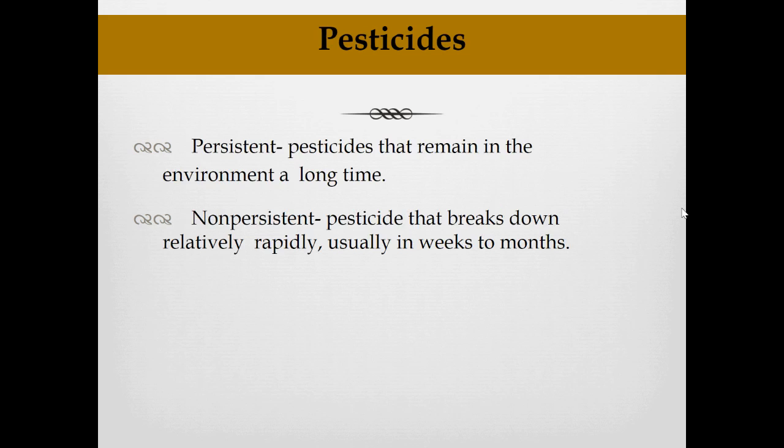However, when we spray these pesticides on our crops, oftentimes we find that they can remain in the environment for very, very long periods of time. And those are persistent pesticides versus the latter, which is non-persistent pesticides. Those are pesticides that can be broken down relatively rapidly and usually remain in the ecosystem or in the field, for example, usually for a couple weeks to maybe even some months. But persistent pesticides can last years.